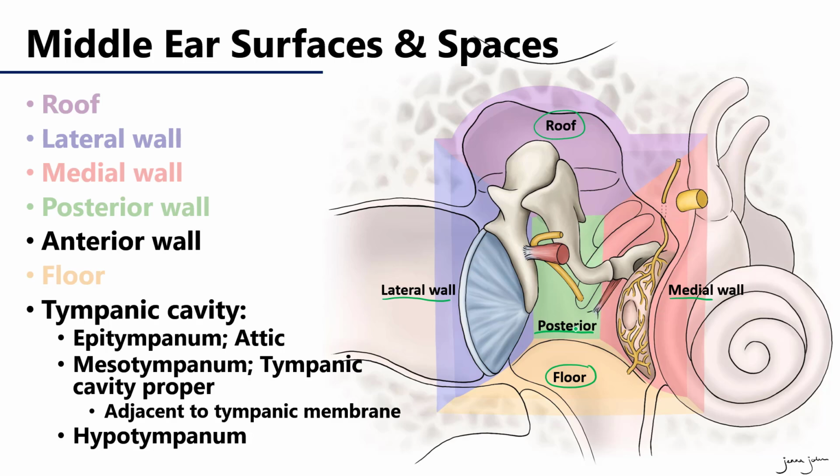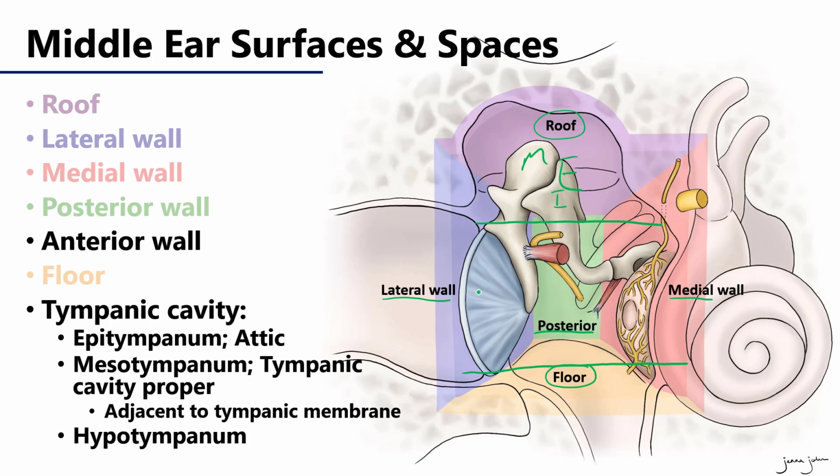This cavity can be divided up into three cavities. Their location is dependent upon the tympanic membrane. So if we draw lines in line with the superior and inferior margin of the tympanic membrane, the epitympanum, or the attic, is above the tympanic membrane. This is going to include very few features, but notably that's where the head of the malleus is going to articulate with the incus.